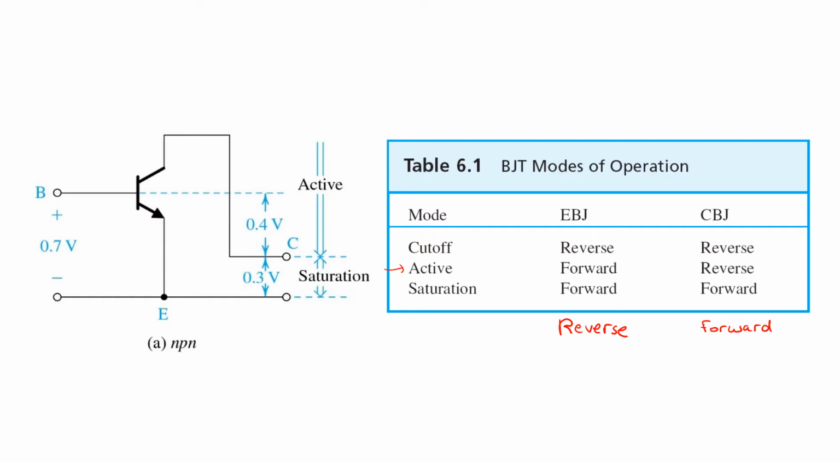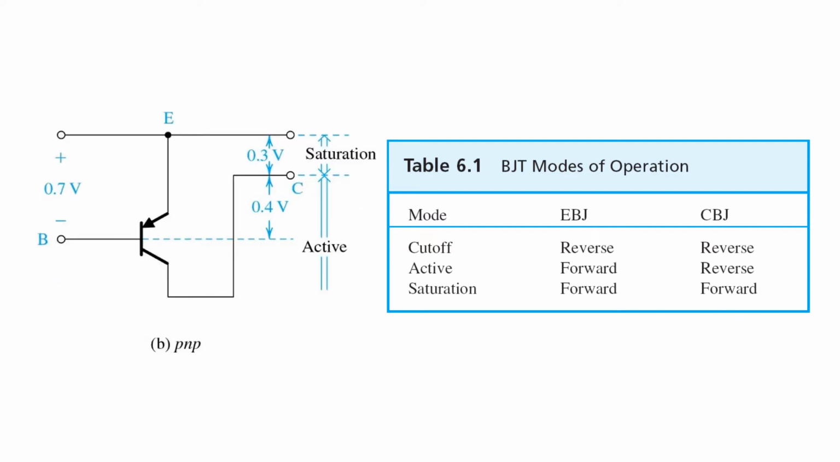When operated in this reverse active mode, the transistor therefore has a much lower value of beta, a much lower current gain between base current and emitter current. So it's unusual, although possible, to operate it in this mode.